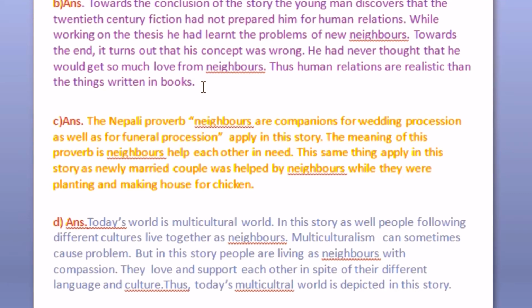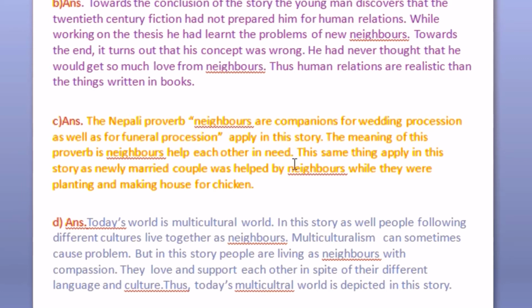Option C, my dear, the question is, a Nepali proverb says, neighbors are companions for wedding procession as well as for funeral procession. Does this proverb apply in the story? Justify. Answer for this question, my dear, you can see on the screen here. The Nepali proverb, neighbors are companions for wedding procession as well as for funeral procession, applies in this story. How? The meaning of this proverb is neighbors help each other in need.